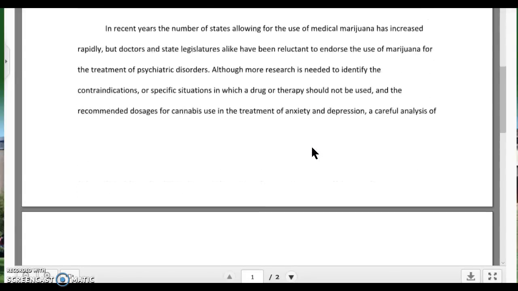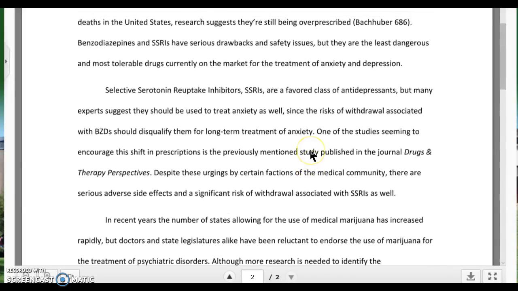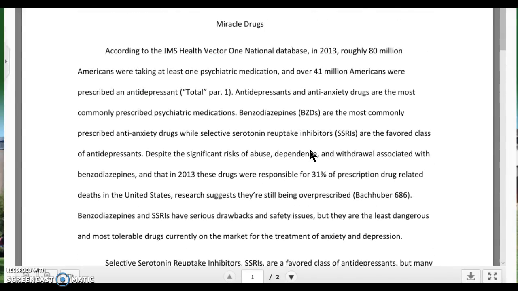The other thing to note here is this introduction's over a page long. You've got a 7 to 10 page paper here. It's perfectly fine to use multiple paragraphs and make it run a little bit longer if you need to do that in order to lay out the scope of the problem. Okay?